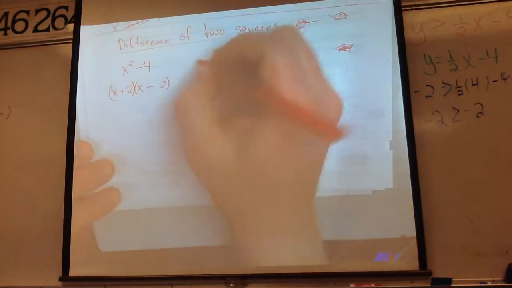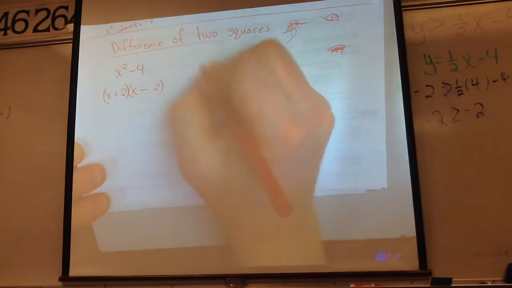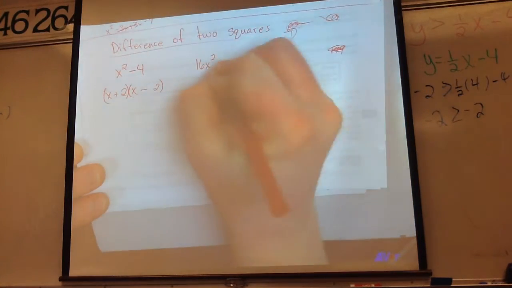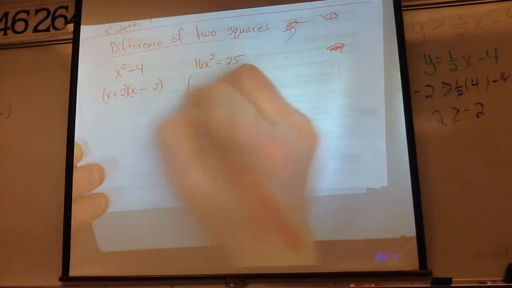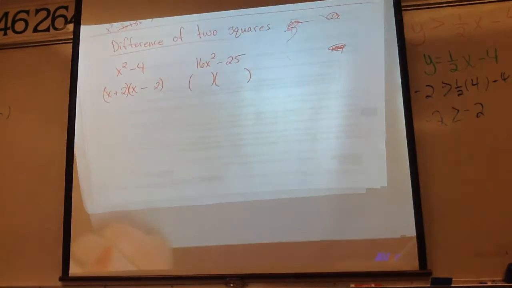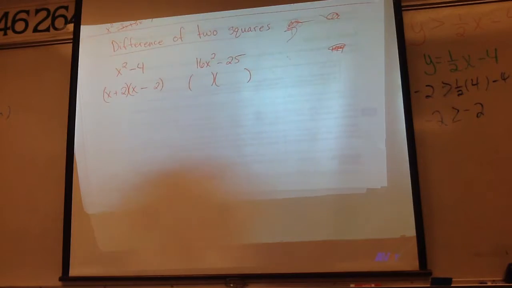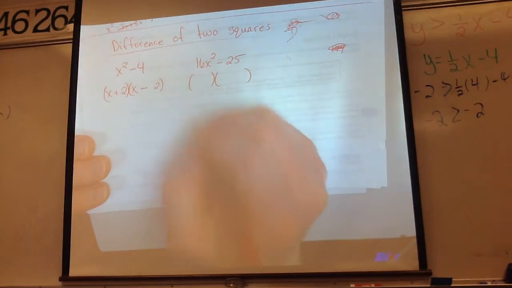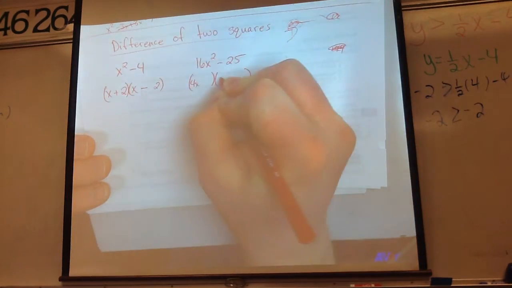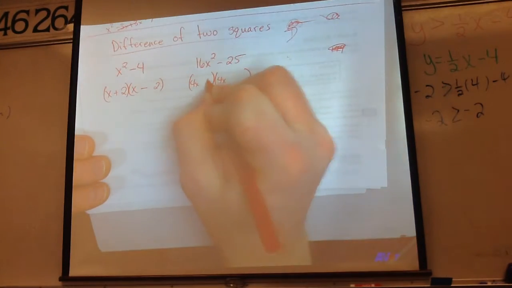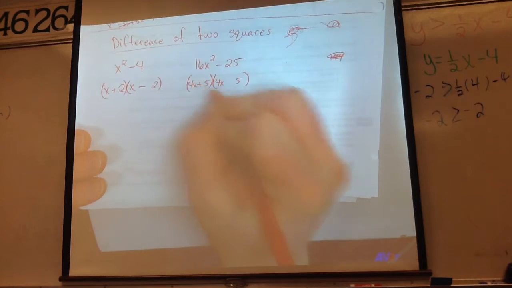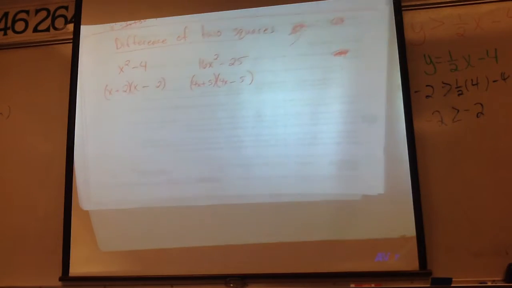So if you see 2 squared numbers, like I could do 16x squared minus 25, you should be able to factor that very quickly and easily. What's the square root of 16x squared? 4x. What's the square root of 25? 5. Do one positive and one negative, and that's it. It's crazy how math works.